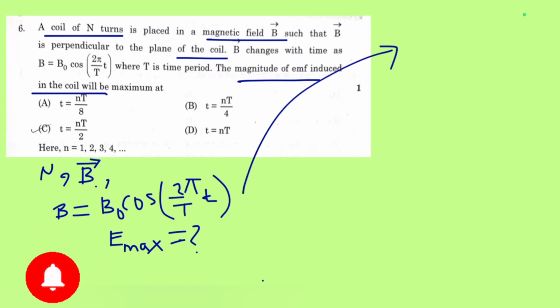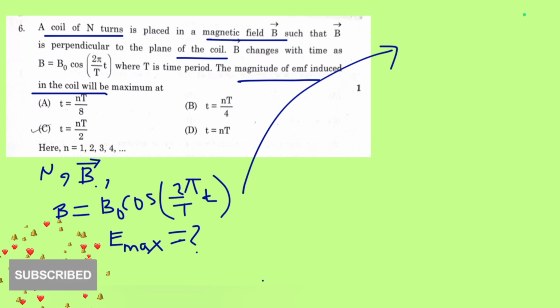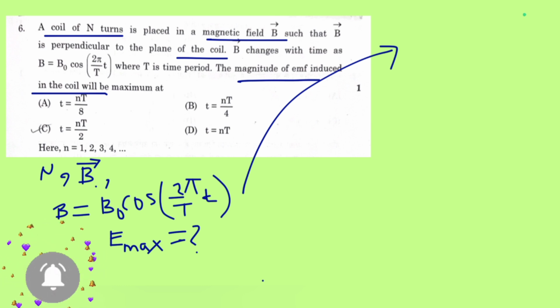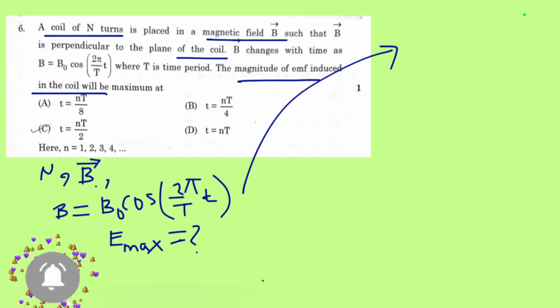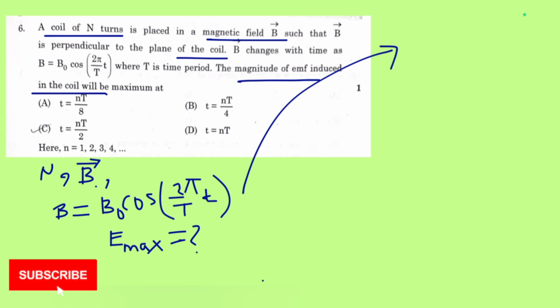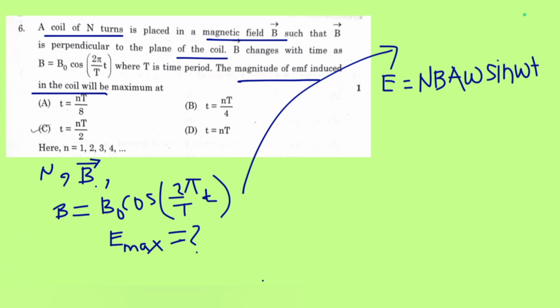So basically this relation is given to us. It is the instantaneous value of the magnetic field, that is B equal to B naught cos 2 pi by T. Now we know that the EMF induced in any material or conductor or a wire due to a changing magnetic field is given by NBA omega sin omega t.